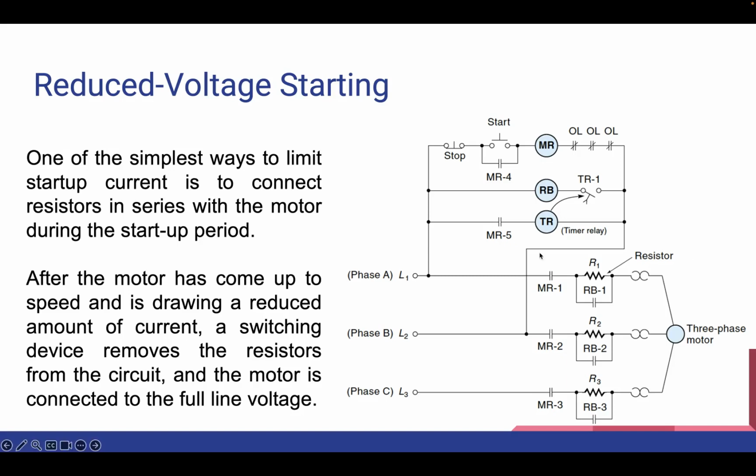Now to mitigate this, we can use transformers instead of the resistors that you see here. Transformers offer the advantage of providing increased current to the motor without straining the power distribution system. These transformers also engage during the startup, and once the motor reaches operational speed, they are switched out, allowing the motor to be powered directly from the power lines.